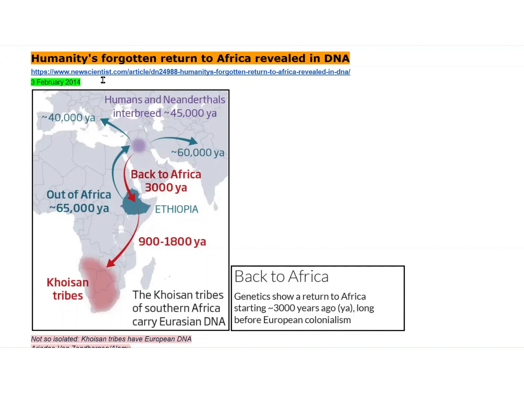New Scientist, 3rd of February 2014. This is one of the images, and this is part of this same image. I split it up to make it more visible. I would call it humanity's not recognized arrival in Africa revealed in DNA.